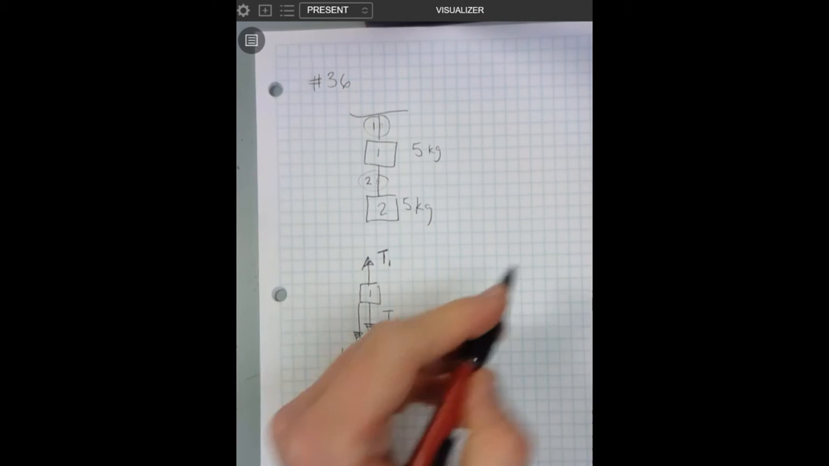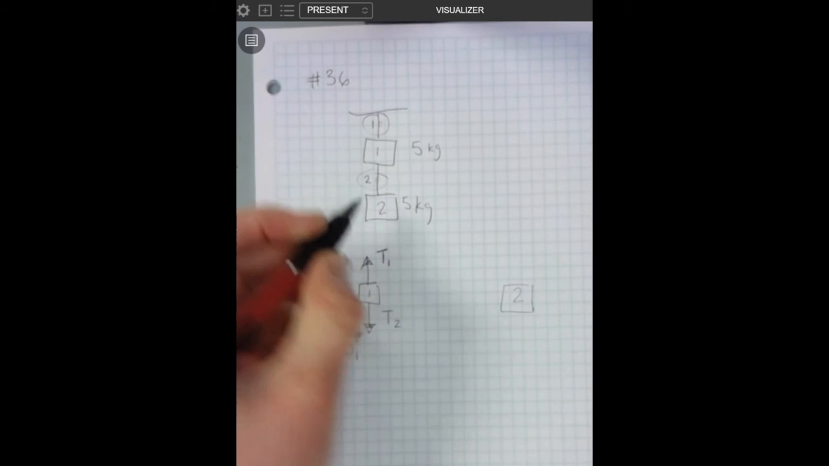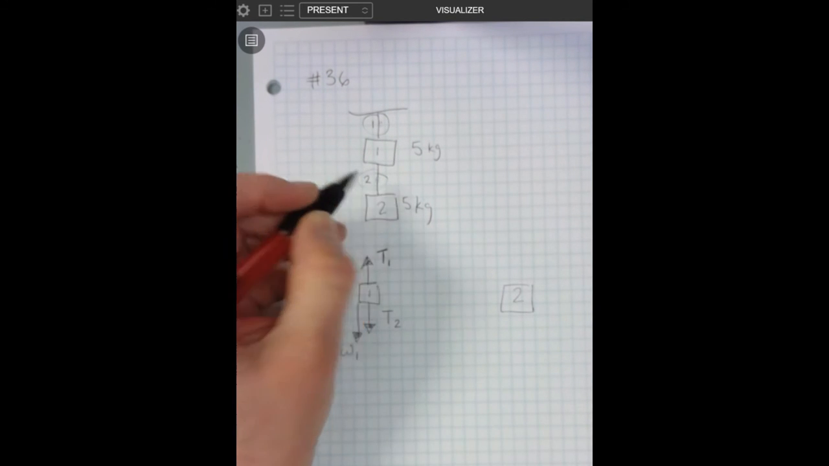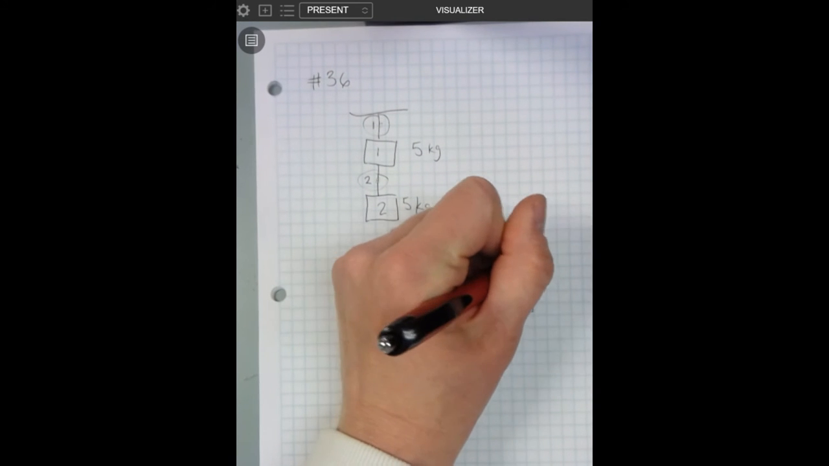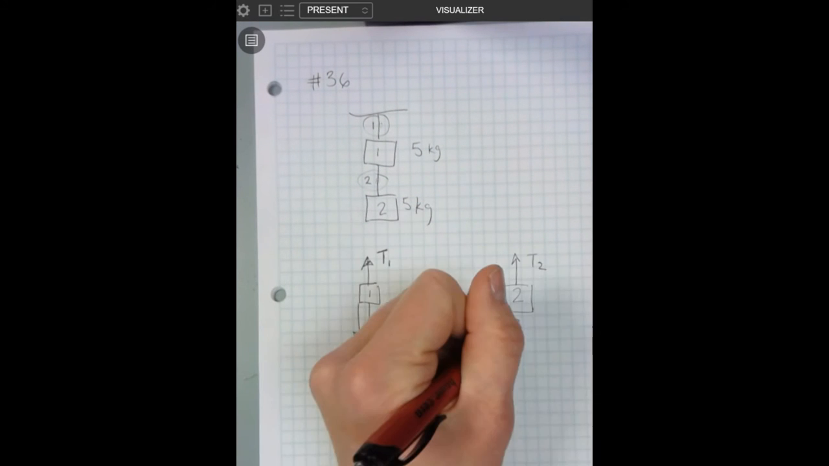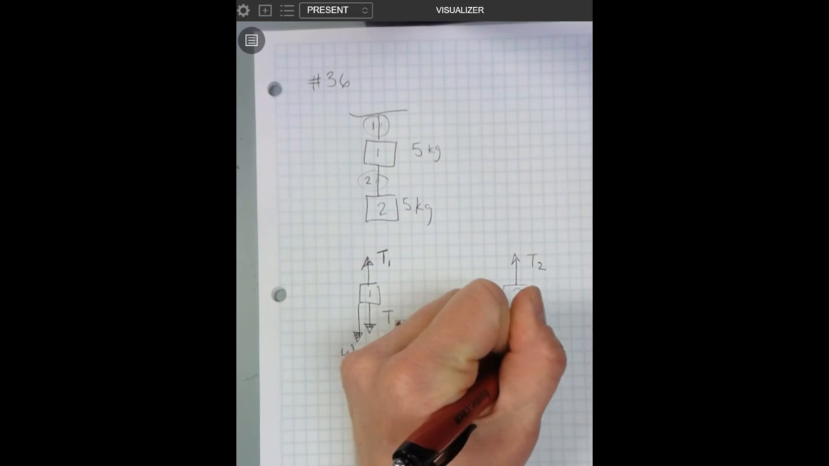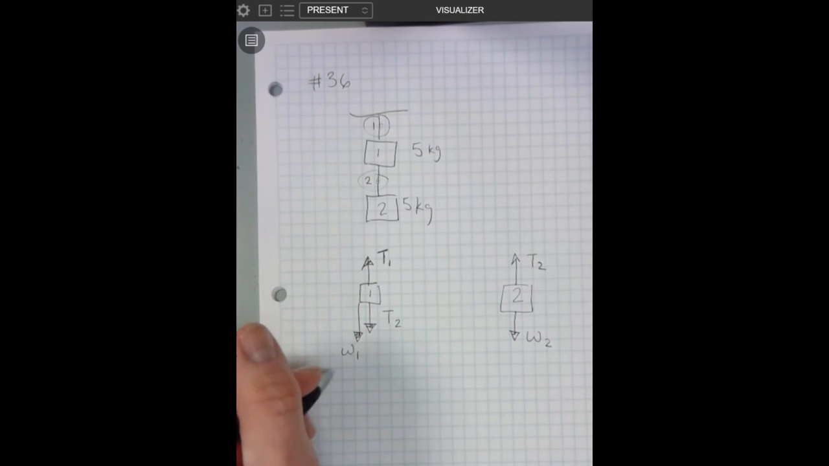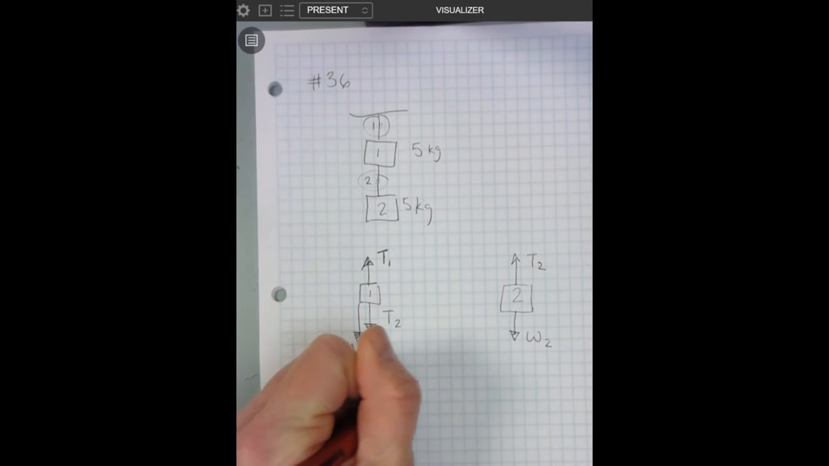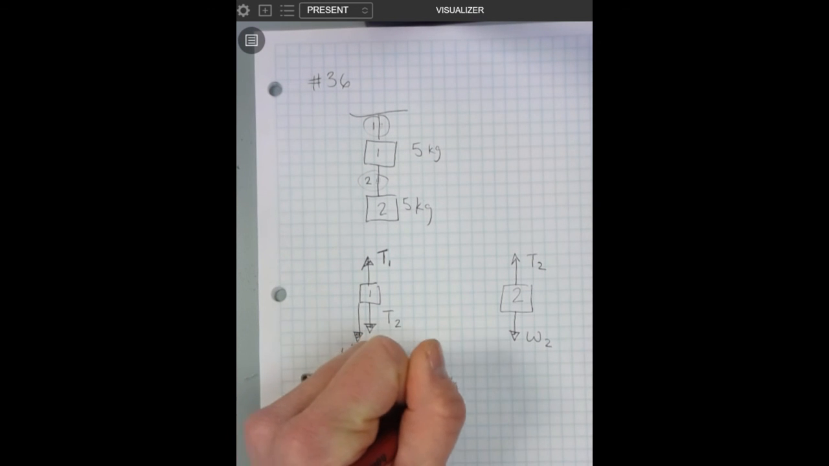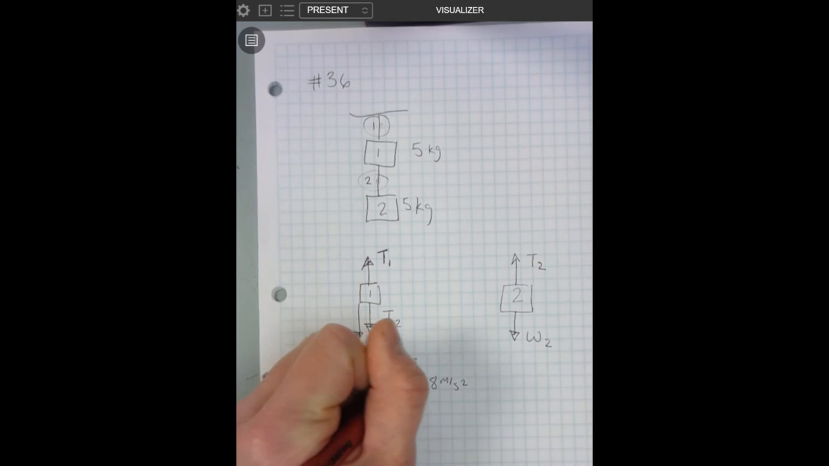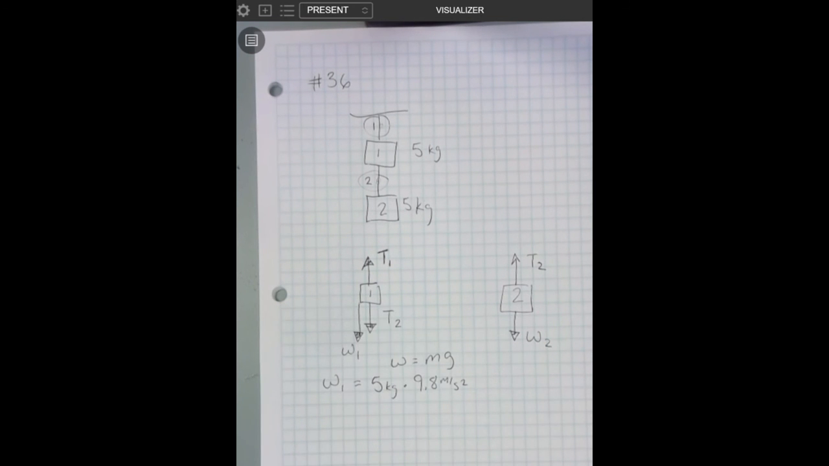If I look at block 2, I see only one thing touching block 2, only tension 2, only rope 2 touches block 2. And then block 2, of course, has its weight 2. The weight of block 1 is its mass times G. I should have written the equation first, right? This is the equation for switching between mass and weight. So block 1's mass is 5 kilograms and G on Earth is 9.8. So this is 49 newtons.